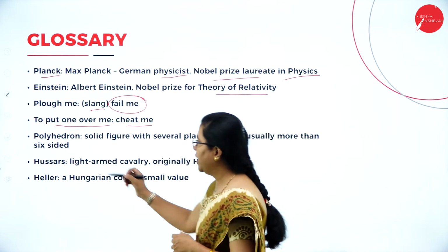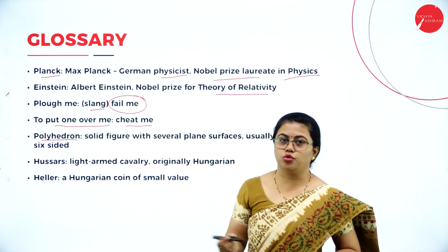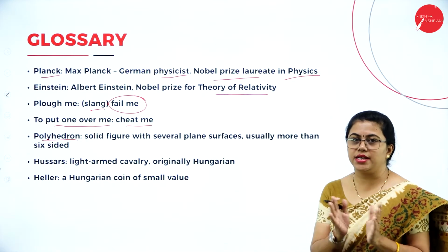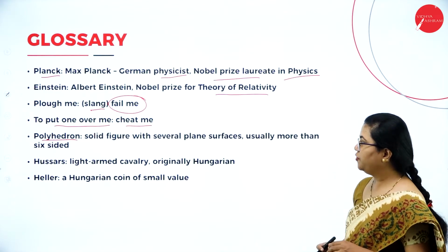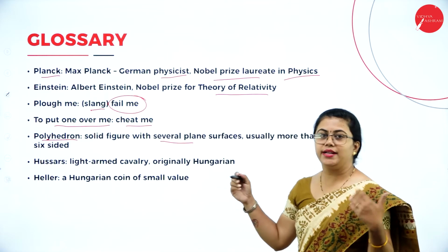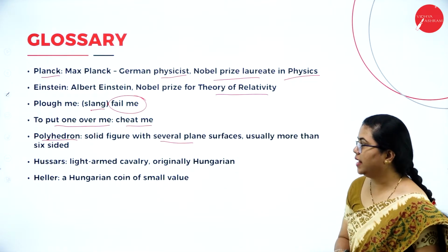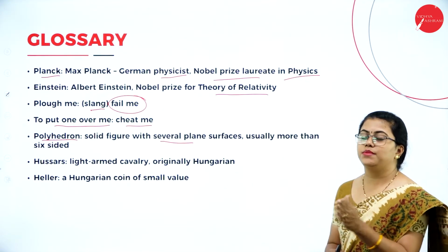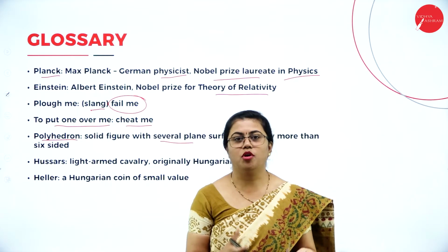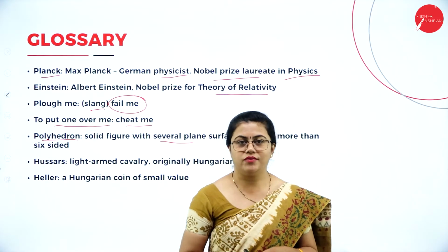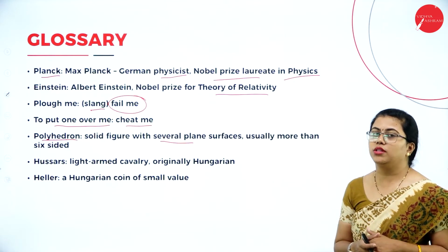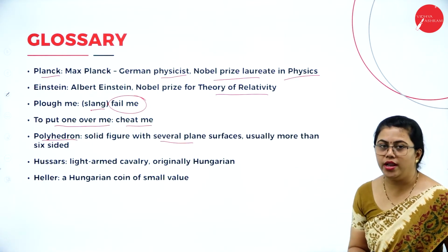Then we have polyhedron. Polyhedron, you must have learnt it in your school days also. Poly means more. Okay, so hedron means a solid figure. So polyhedron, a solid figure with several plane surfaces. Several plane, not limited, it is many, usually more than 6-sided. So you have names, right? For 3 you have triangle, for 4 you have parallelogram or rectangle or square. For each thing you have a name. So similarly here also you have a polyhedron shape which has more than 6 sides. So that is called a polyhedron.